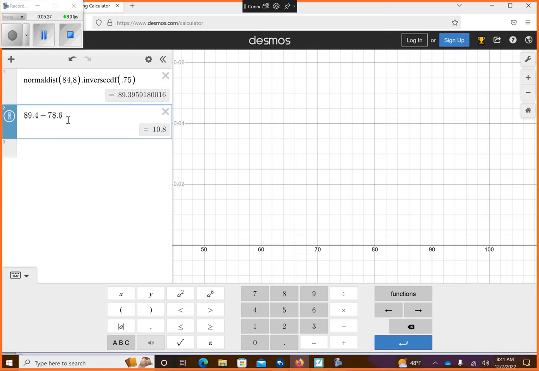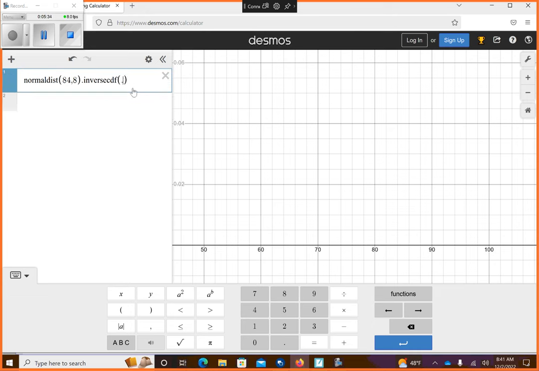And then what is the 95th percentile? 95th percentile is 95%. 95% is 0.95. So if you're in the 95th percentile, so that's pretty far to the right of the standard deviation, you're at 97.16. That's your B, 97.16.